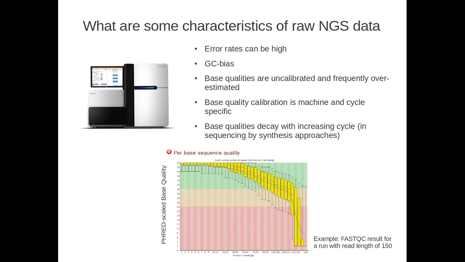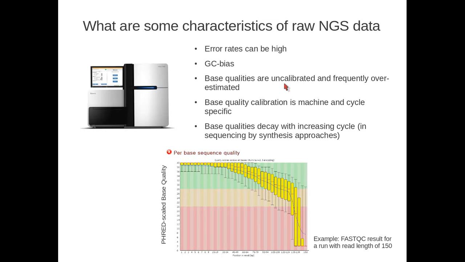And that's simply because the Taq polymerase doesn't amplify them, so those regions never get represented on the flow cell and never get sequenced. So there is some GC bias in our sequencing.